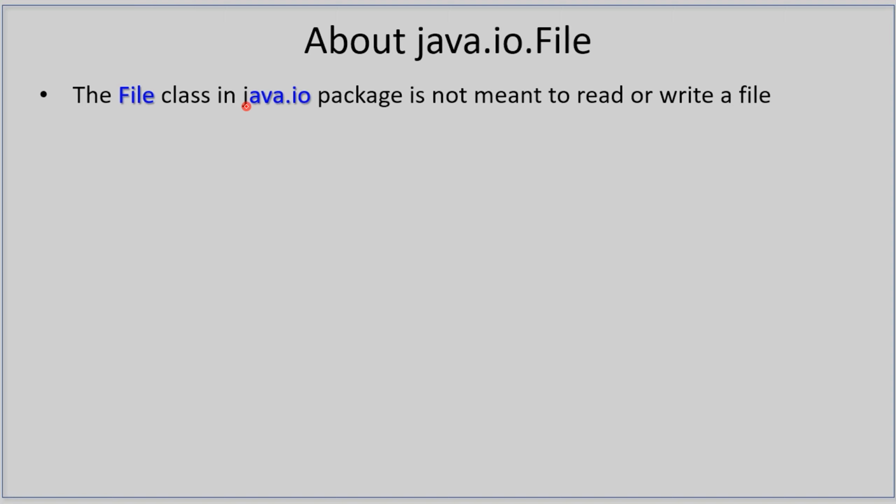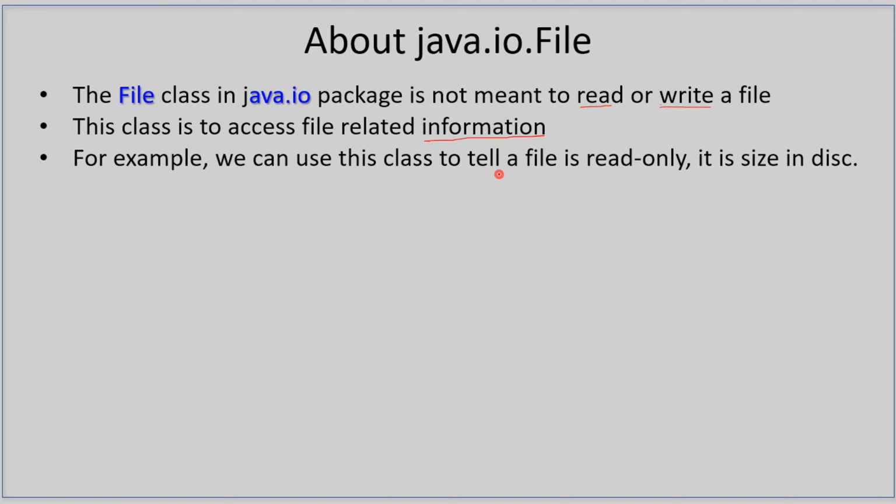So the File class in the java.io package is not meant to read or write a file. It doesn't do any streaming, but the class is used to access file-related information like we saw in the previous slide. You can say a file is read only, or the file is hidden, what is the size of the file. Simply the file-related information can be retrieved using the File class of java.io package. For example, we can use this class to tell whether a file is read only, and its size on disk.